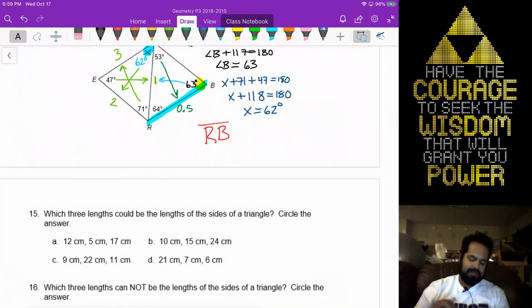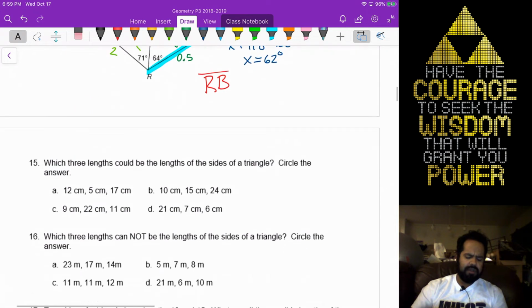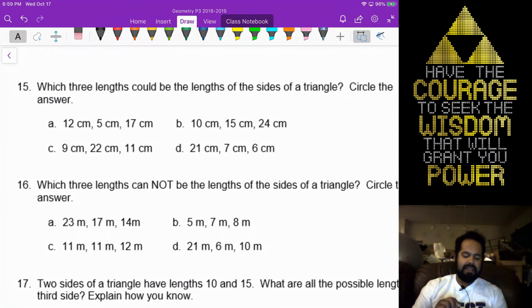All right. Now we're looking at the rest of our work, which is number 15. Now, the key thing to remember here is that in our problems that we did on our quiz, we said which 3 lengths could be the length of a triangle. So remember that we're saying that A plus B has to be greater than C, where A and B are your shortest sides of your triangle, and then C is your longest side. This is part of what we say is the triangle inequality.